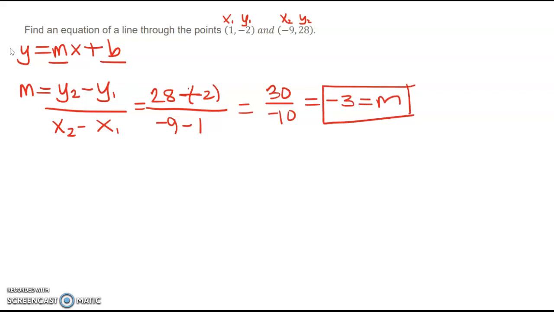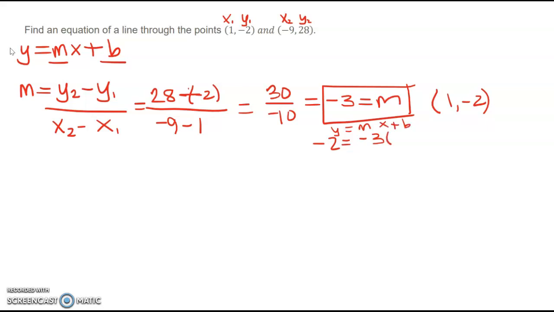Now we need to find our y-intercept. There's a couple different ways to do this. One way is by substituting one of the points, I'll just use (1, -2), and the y-intercept into this equation and then solving for b. So we'll put -2 in for y equals m, which is -3. So we're just using this equation here, y = mx + b.